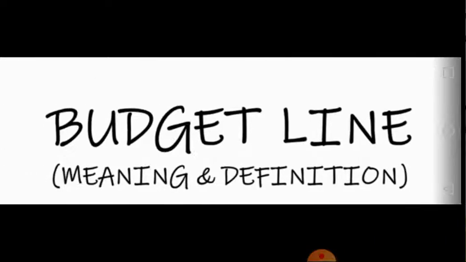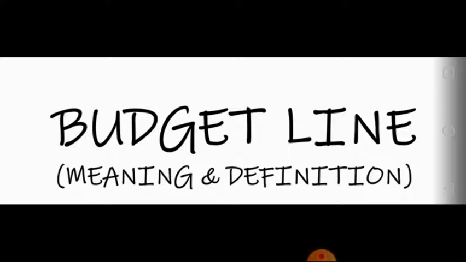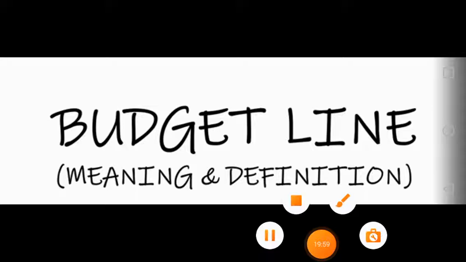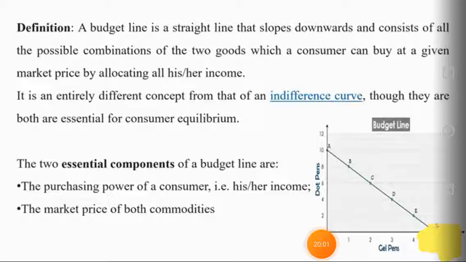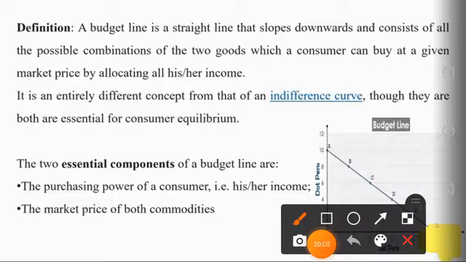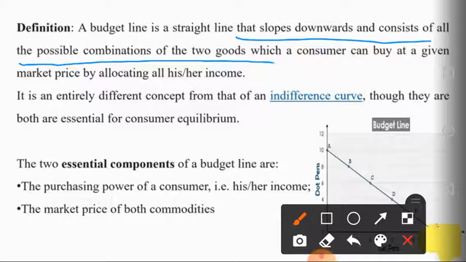Now we are proceeding to the next and last topic of your chapter, that is budget line, its meaning and definition. Let's see the definition. A budget line is a straight line that slopes downward and consists of all the possible combinations of the two goods, which a consumer can buy at a given market price by allocating all his or her income.